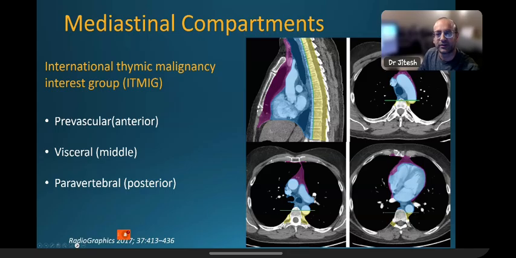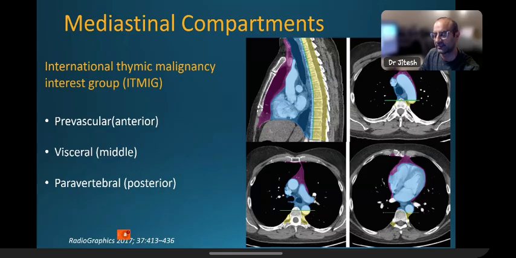For the middle mediastinum or visceral compartment, again, we draw an imaginary line, which is posterior to the anterior margin of the vertebral bodies. The space between the posterior aspect of the anterior compartment and this imaginary line is the visceral mediastinum. Anything behind this imaginary line is the posterior mediastinum. So this yellow is the posterior mediastinum, this is the visceral mediastinum, and this purple is the anterior or prevascular mediastinum.